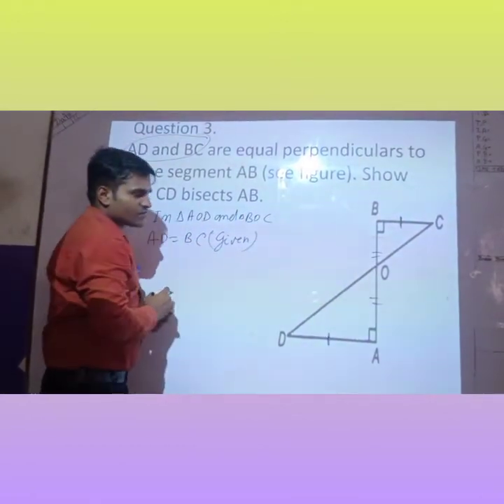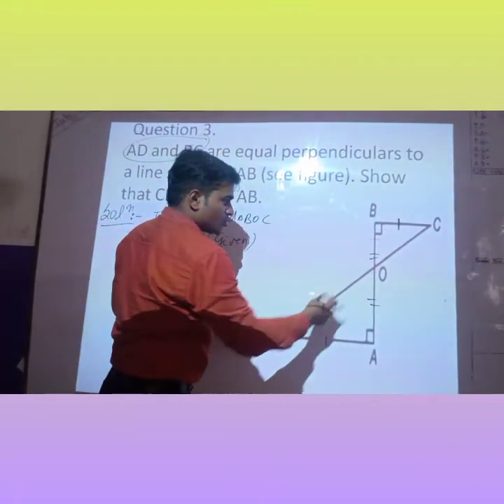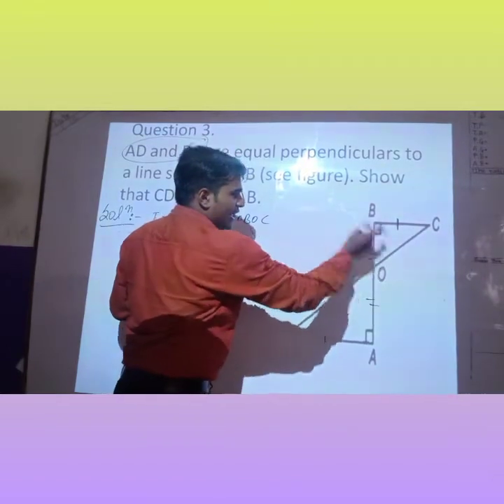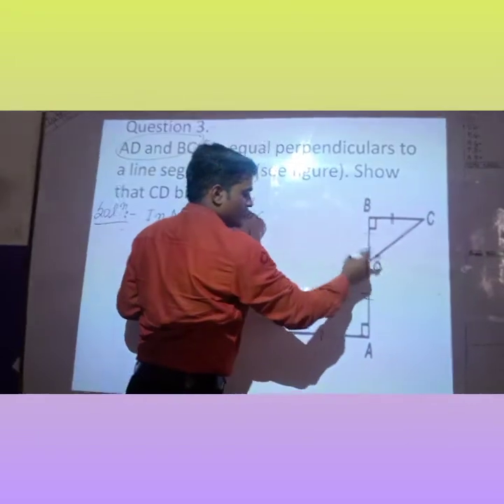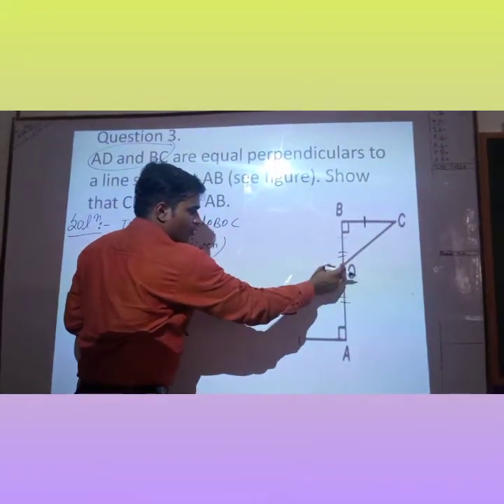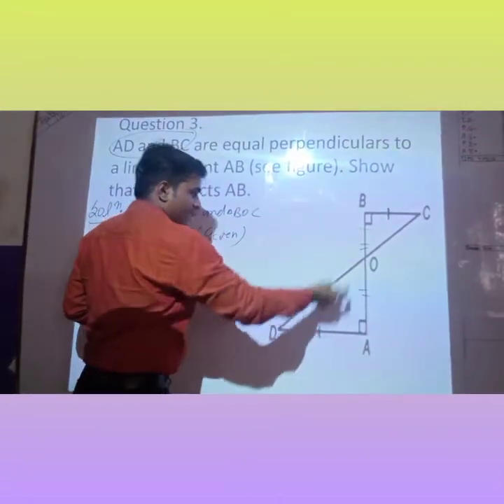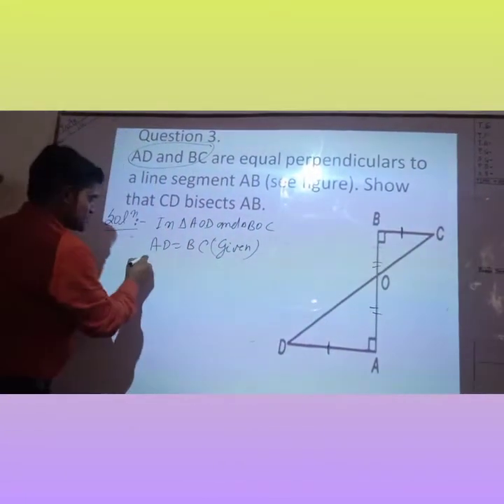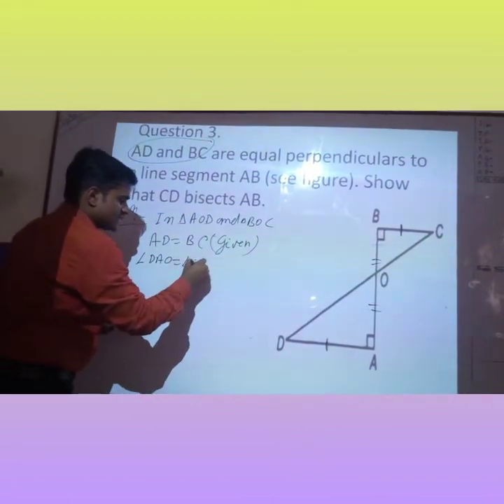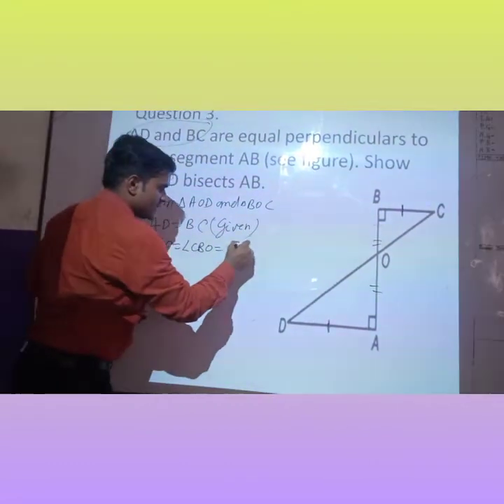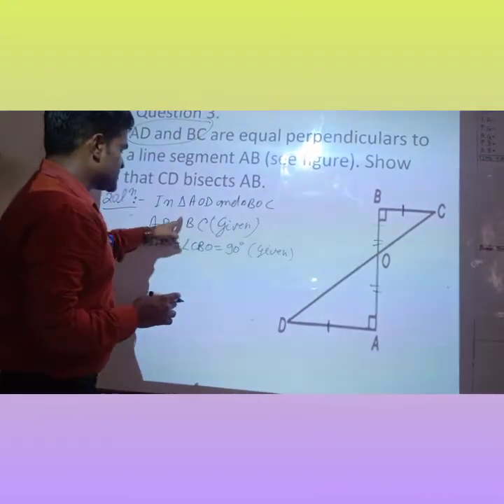Okay. Now, AD is equal to BC, that is given, and this angle B is equal to angle A, means angle CBO is equal to angle DAO, that is 90 degrees. Because AD and BC are perpendicular to AB. So children, you have to write angle DAO is equal to angle CBO, that is equal to 90 degrees, which is also given. Okay, so we got one side and one angle equal.